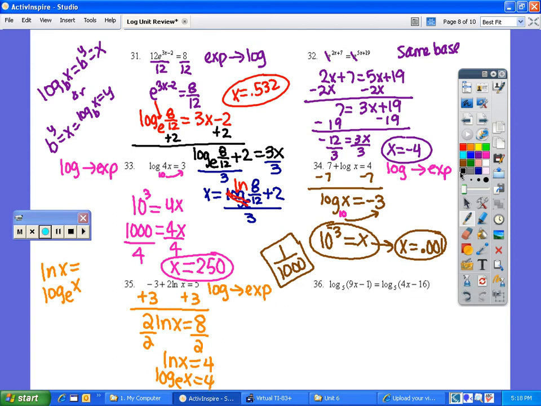Now by doing that, that helps you see that you're going to change it from log to exponential. E becomes your base. The y that was here becomes your exponent, so the 4 becomes your exponent. And then x would be your answer. So that means e to the 4 equals x. And that answer is 54.598.